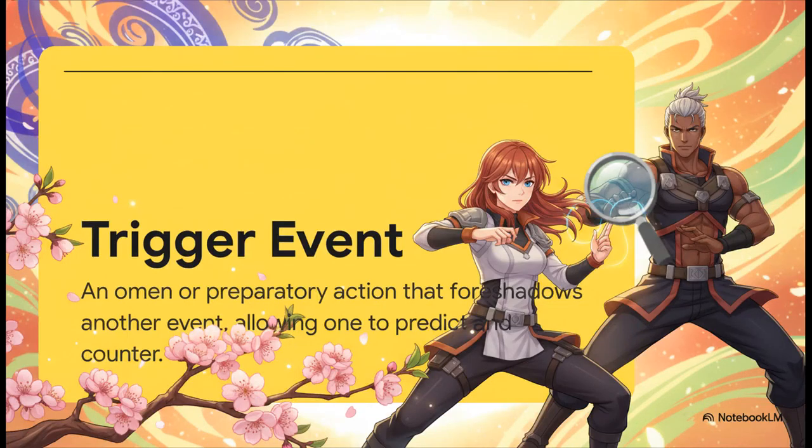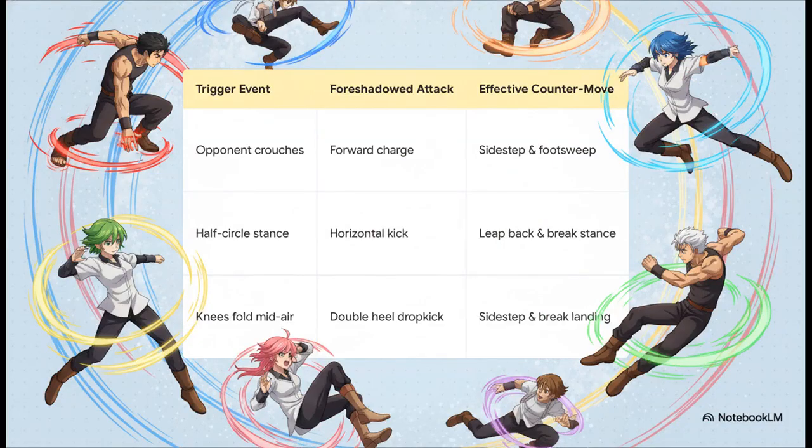The whole system is built on this key concept, the trigger event. It's the small thing that happens before the big thing. You know, like how the wind picking up is a trigger for a storm? In a fight, it's that tiny, subtle shift in an opponent's stance or focus that telegraphs their next move before they even make it. And this guide basically turns that theory into a practical playbook.